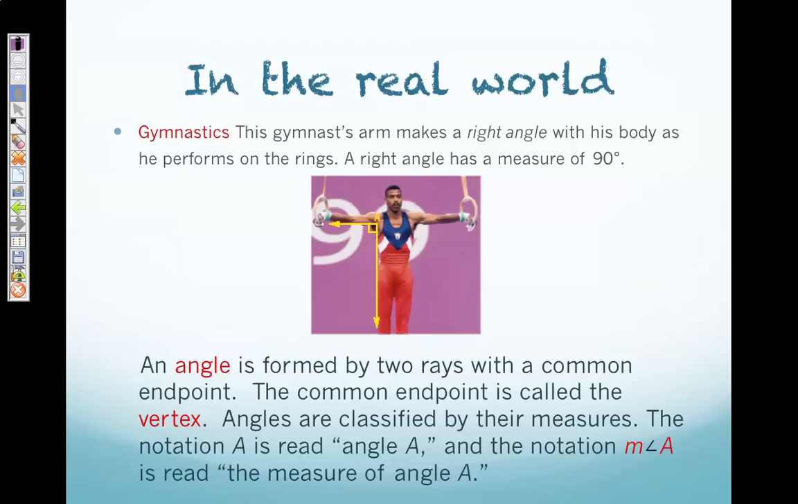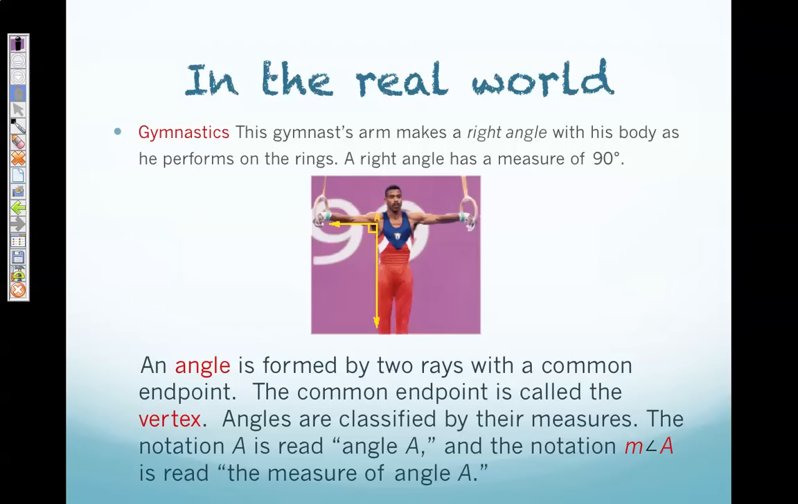Alright, please find your guided notes, and we're going to start with our first vocabulary word, which is an angle. And you can see down below the picture your definition for angle. An angle is formed by two rays with a common endpoint. The common endpoint is called the vertex. Angles are going to be classified by their measures, and that's what we're going to talk about today.